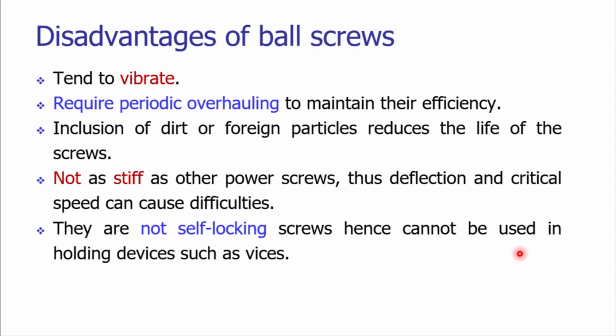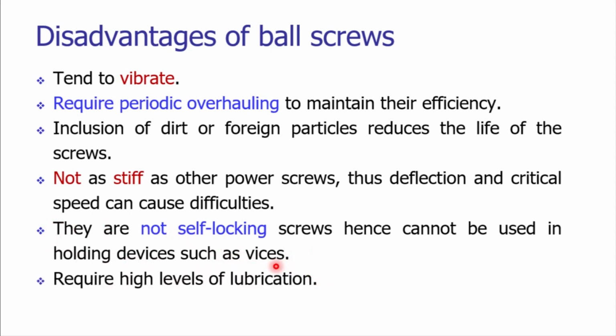So in vices, we are using the Acme based thread. In UTM based machines, when we want to apply the mechanical load using screw and nut arrangement, we are using square threads. These arrangements do have the self-locking property, but the ball screws do not have the self-locking properties. That's why they are not useful for holding purposes.